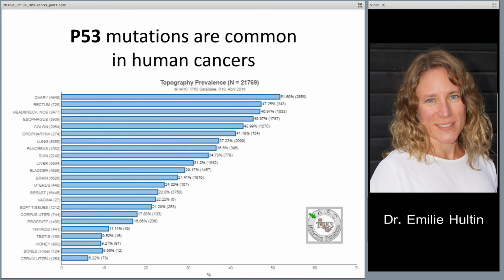And looking at the number of p53 mutations in different human cancers, we can see that a lot of cancers have mutated p53 genes. It's very common in different human cancers. Here we see a table of different cancers, and on top we have ovary and rectum cancers, and approximately 51% and 47% of ovary and rectum cancers have mutated p53 genes.